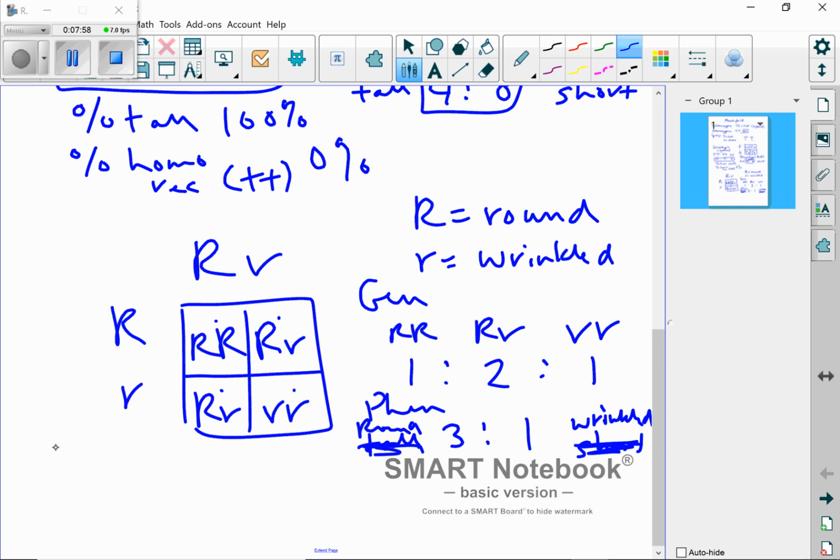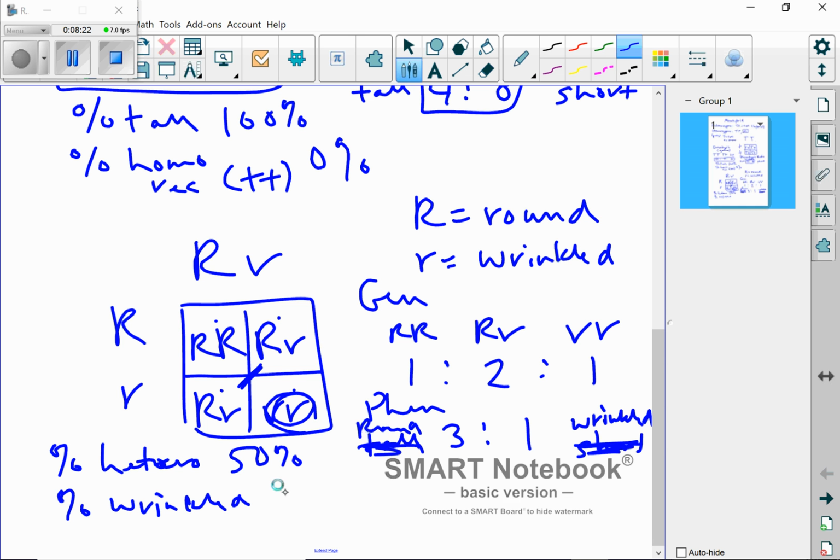Now, I may ask you, what percent are going to be heterozygous now? And if you look up here, you've got 50% that are going to be heterozygous, these 2. I may ask you, what percent are going to be wrinkled? And there's only this 1, so if each one's 25, then there's only going to be 25% that are going to be wrinkled.